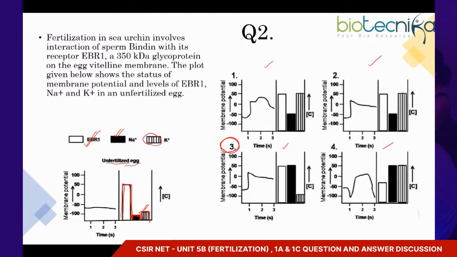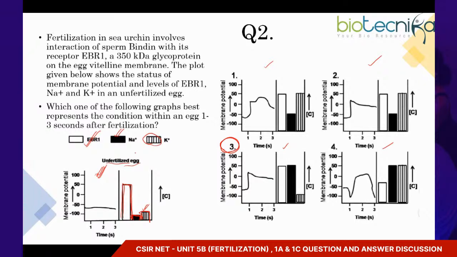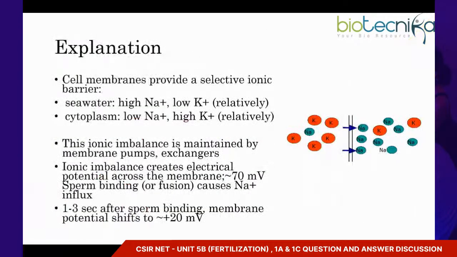Because, see, let's discuss this part first. That is sodium entering inside the egg. As I told you, which of the following graphs best represents the condition within an egg 1 to 3 seconds after fertilization. So this is the egg membrane. This is outside, and this is inside the egg. Inside, as we know, initially the potential is negative.